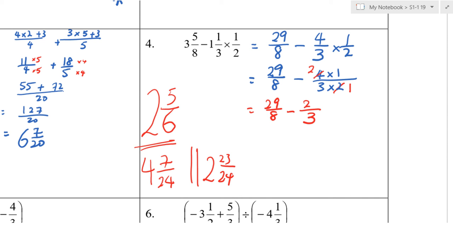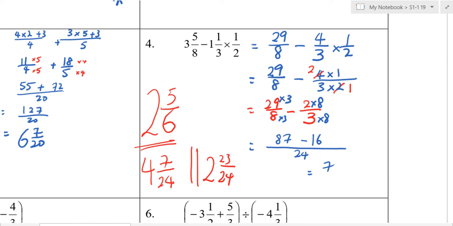8 times 3, so what do you get? 24. So I change another color again. Here I will times 8 times 8. Here I will times 3 times 3. So what do I get? 87 out of 24 minus 16 out of 24. So what's the answer? 71 out of 24. So the answer is 2 whole 23 out of 24. So this is correct.